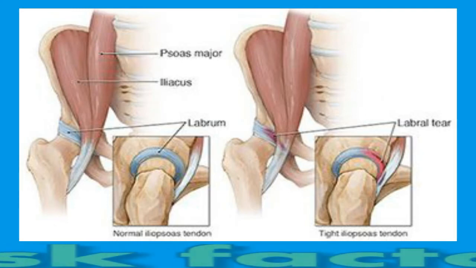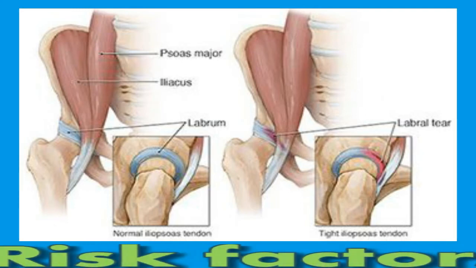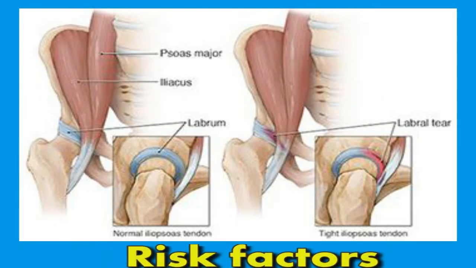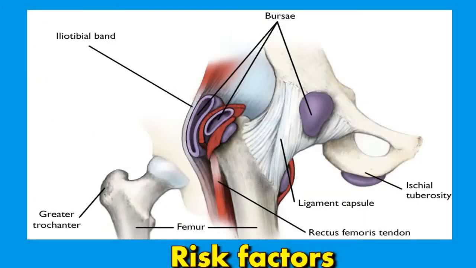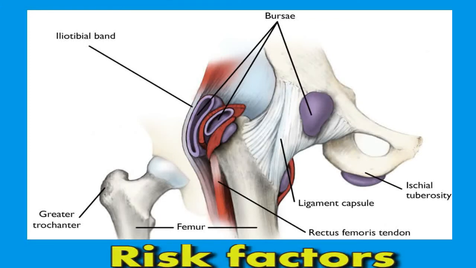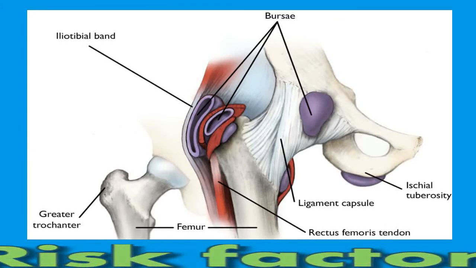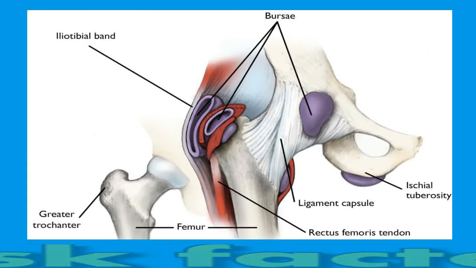Risk factors. The most common risk factor for developing tendonitis is sudden or repetitive movements or activities, including running and jumping, incorrect posture, incorrect technique when playing sports, over-exercising muscles.